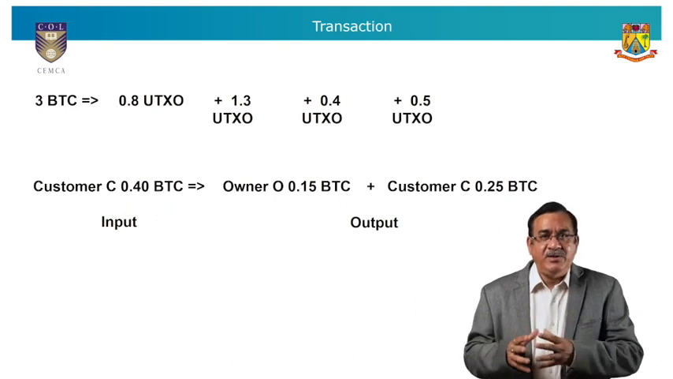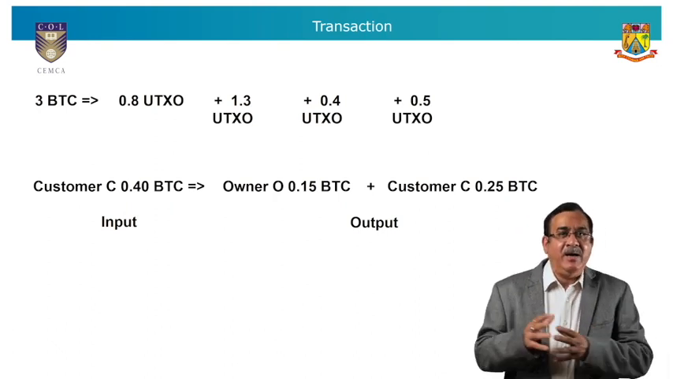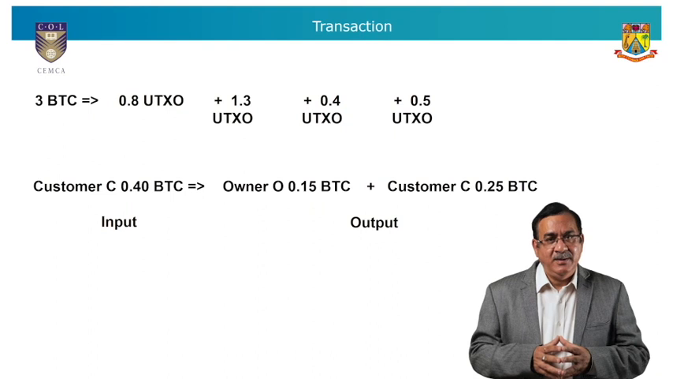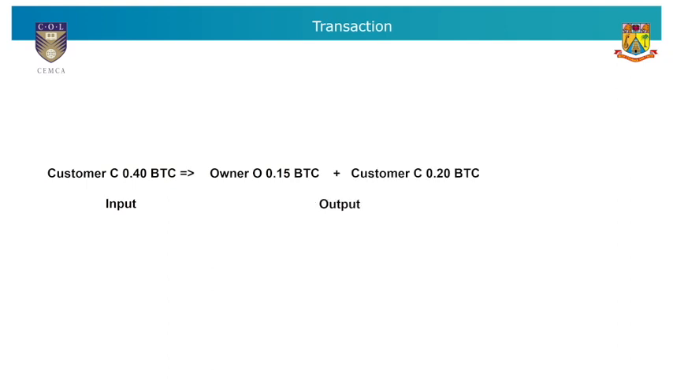Another way in which this transaction is ideally carried out is represented as 0.4 BTC, owner gets 0.15 BTC, plus customer gets 0.2 BTC back and a fee of 0.05 BTC. Change or fee of 0.05 BTC will be the transaction fee. Now what is this transaction fee?